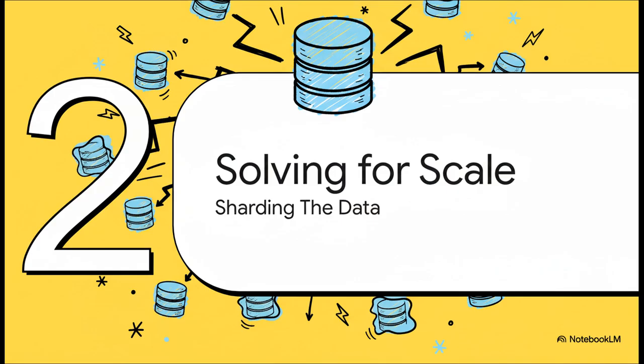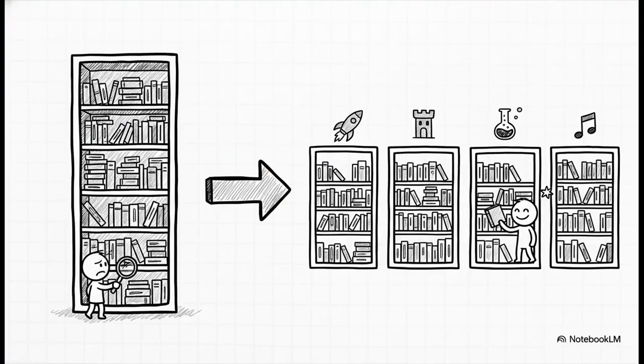What happens when your database grows from thousands of rows to billions? A single massive database will eventually slow to a crawl, and it doesn't matter how powerful the server is. This brings us to our next big solution, a technique called sharding. Let's try another analogy here. Imagine a single gigantic library, millions and millions of books all on one floor. Can you imagine trying to find a specific book? It would be a nightmare.